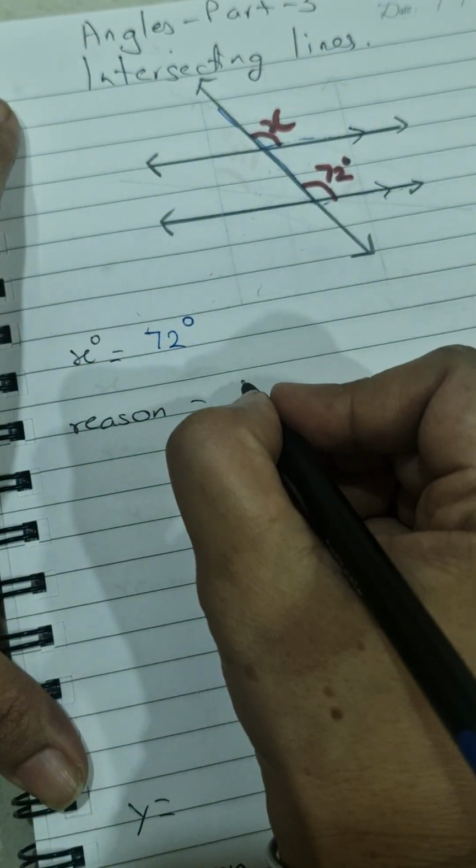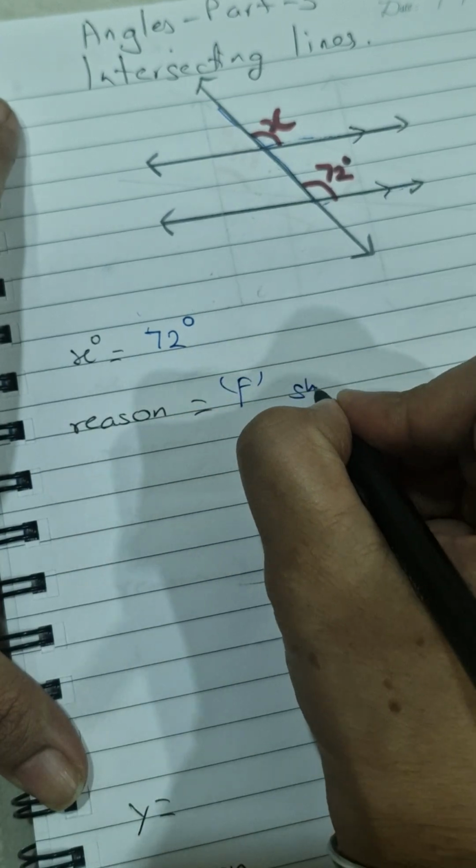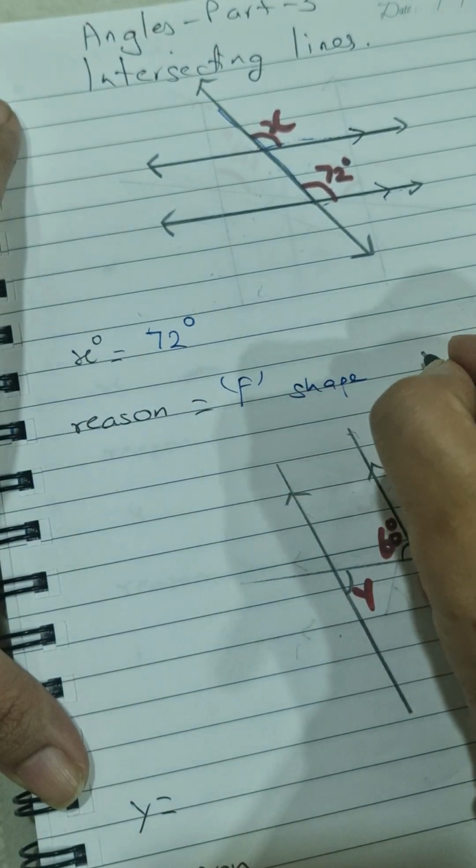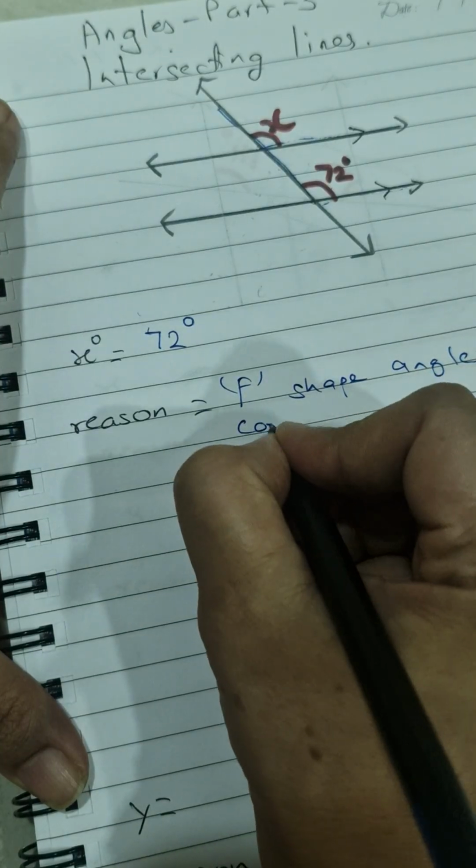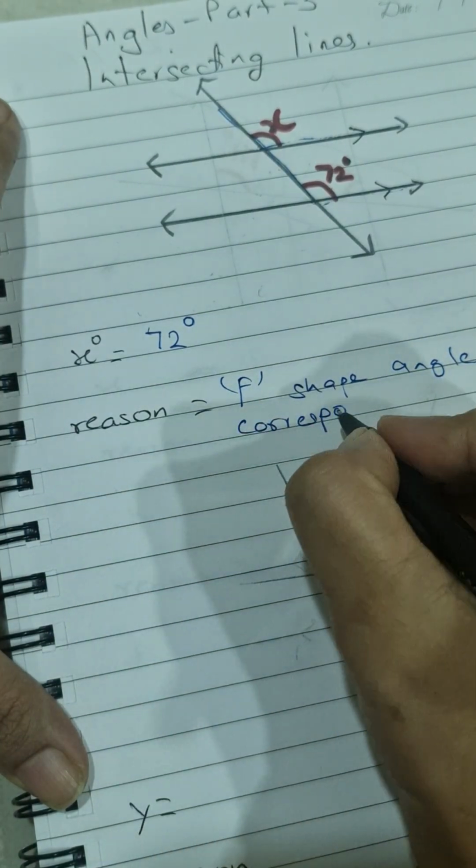Reason is simple: F shape angles. The reason you always have to write, or the other name is corresponding angles.